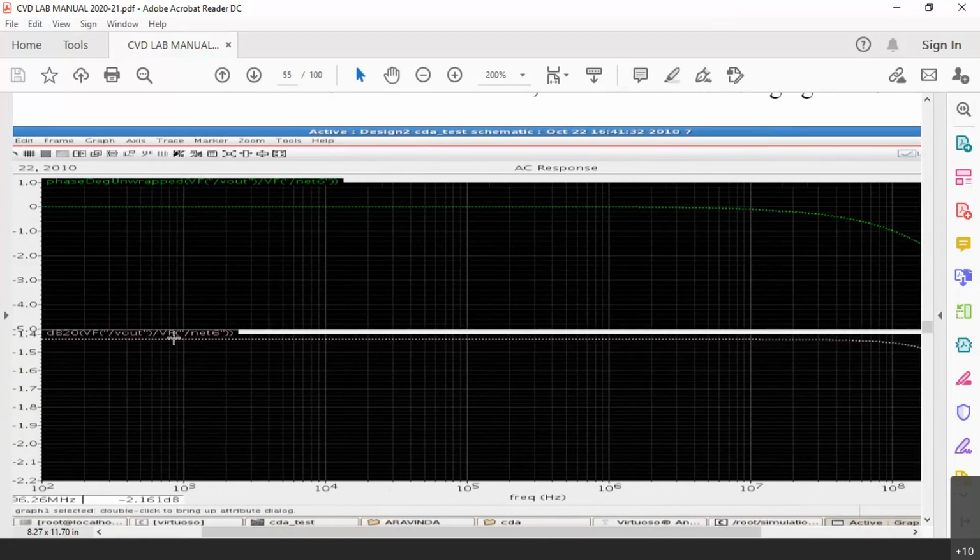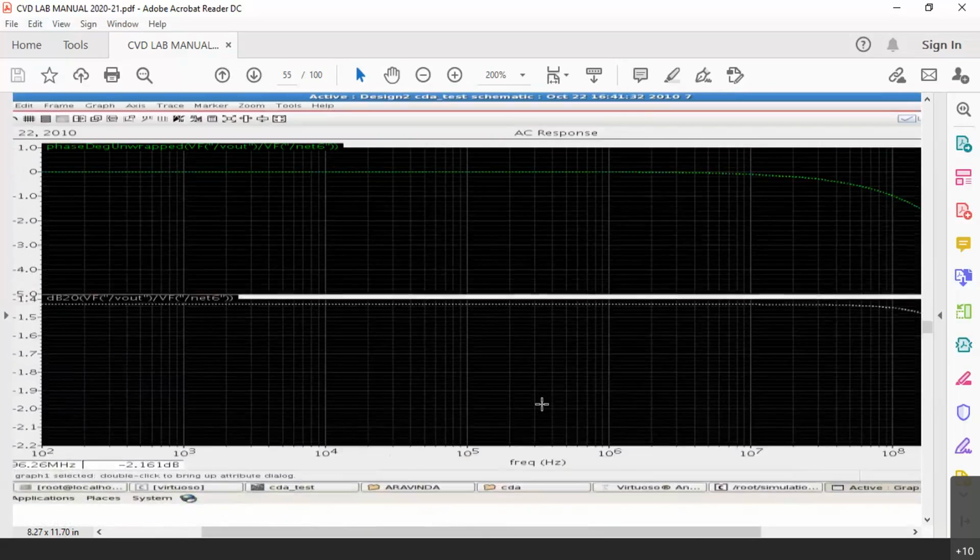And you can see at the lower side, there is no cutoff for lower frequencies. That is because this is a direct coupled amplifier. We have not connected any capacitors as coupling capacitors here. So it is a direct coupled amplifier. At the lower frequency, there is no low frequency cutoff.